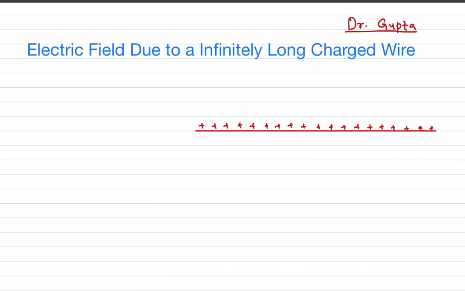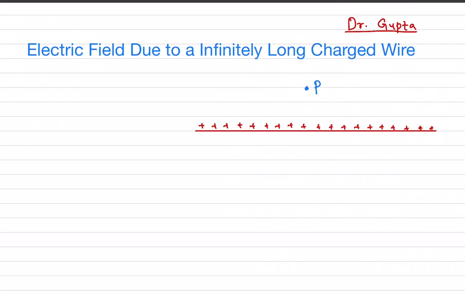In this video, I'll be talking about the electric field due to an infinitely long charged wire. So let us consider you have a very long, infinitely long charged wire, and we are interested in finding out the electric field at this point P. And we assume this to be infinitely long.